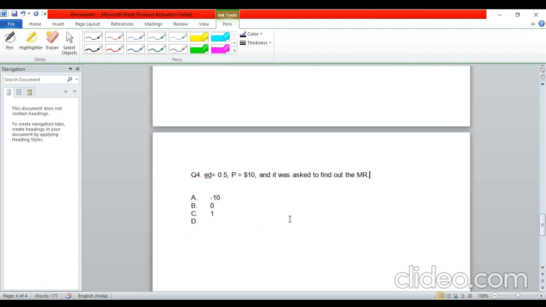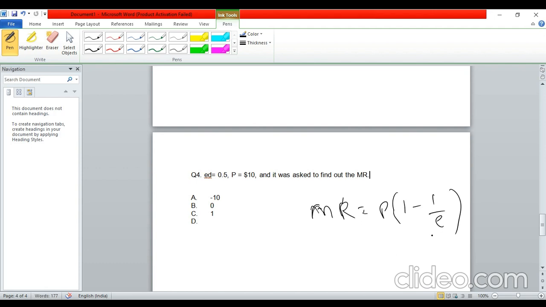Now the fourth question, guys, again, I would say a very simple, straightforward question. So you were given elasticity of demand as 0.5, and then you were given the price as $10, and then you were asked to find out the value of marginal revenue. Now, if you guys know, there is a very simple relationship between marginal revenue, price, and the elasticity of demand. That is, MR is equal to P into (1 minus 1 upon E). So that is a very straightforward relation between marginal revenue, price, and elasticity of demand.